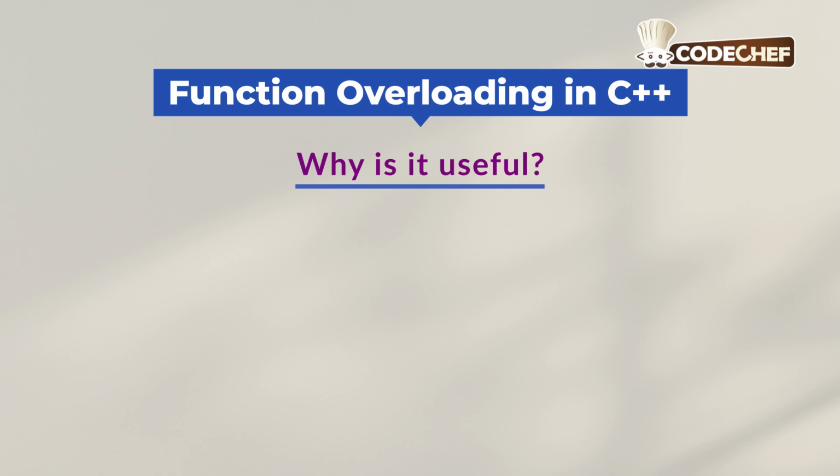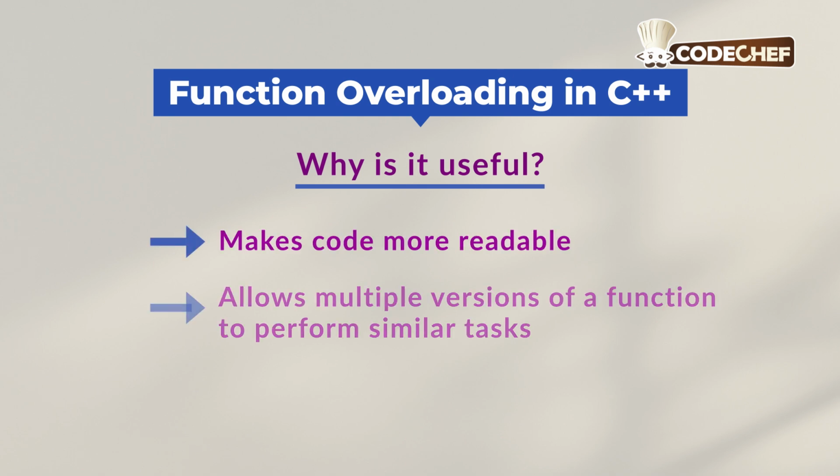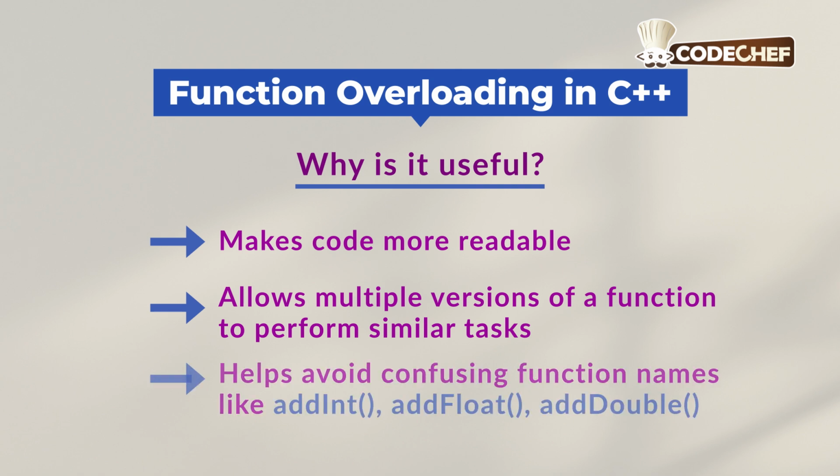Now why is it useful? Because it makes code more readable. It allows multiple versions of a function to perform similar tasks, and it helps avoid confusing function names like add int, add float, add double. So these are just examples which show function names that are confusing. Now let us go to the CodeChef platform to see how to perform function overloading in C++.